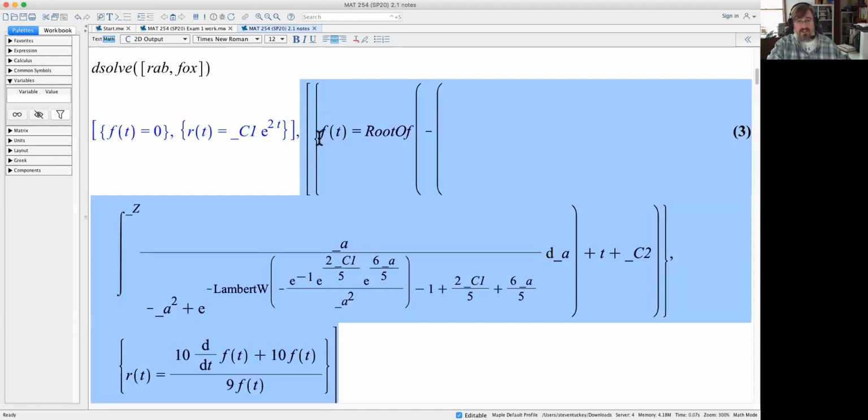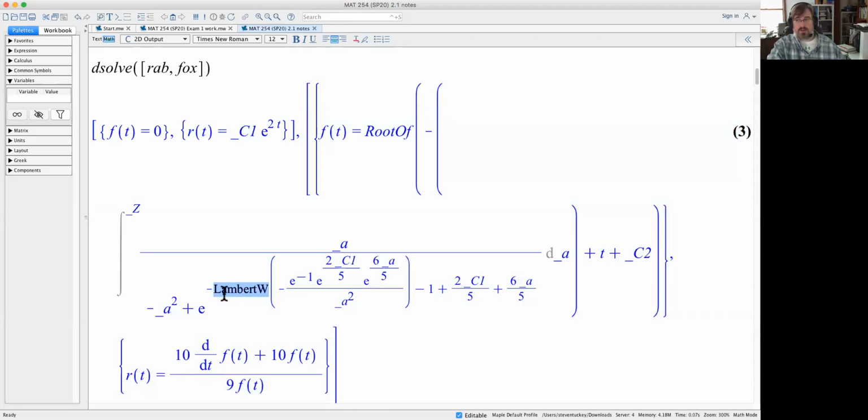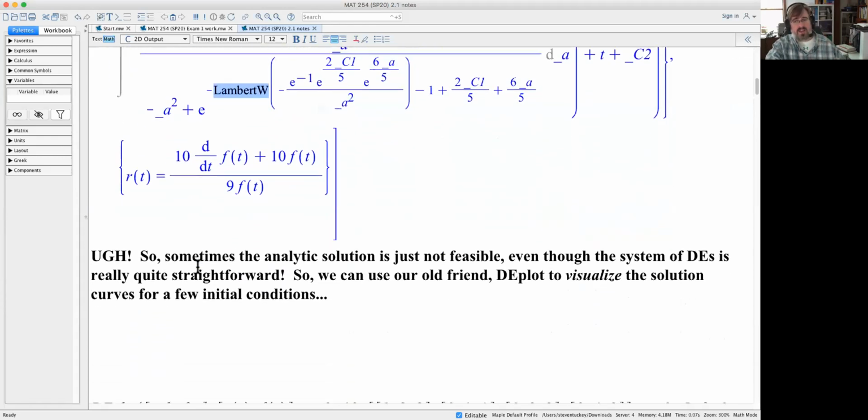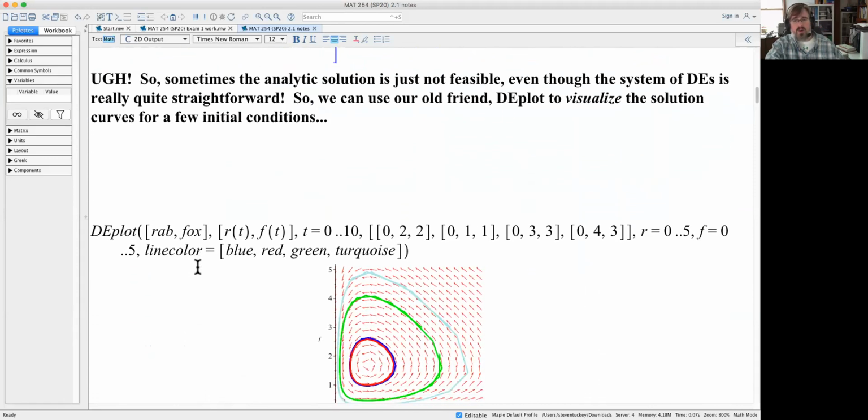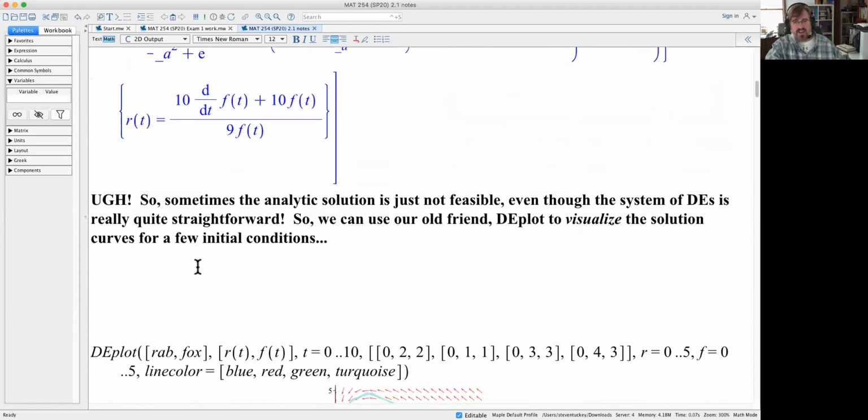And as you can probably tell, this is above our pay grade. This involves not only a root and an integral, but somebody's name. And whenever you see somebody's name in an output in Maple, that means that it's fairly complicated. And actually, that is hiding a different integral function there, the Lambert function. And so making sense of this is not going to be so easy for us to do as a direct analytic solution. But what we can do instead is do a DEplot. Now, before we take a look at the actual DEplot, I want you to take a look at the code.